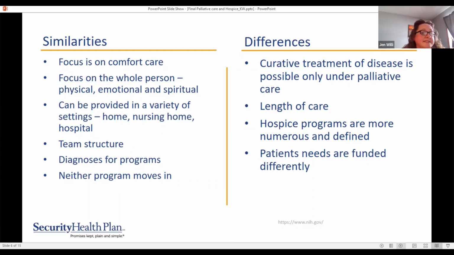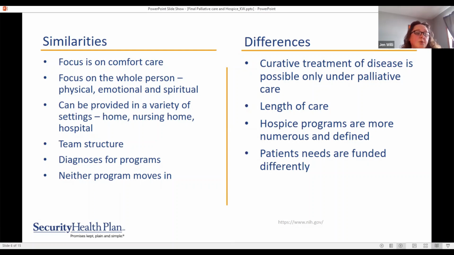The largest difference is what we've already discussed, and that is that curative treatment for the disease is only available under general palliative care programs and not hospice. The length of care is different too. For palliative care, it is usually focused on a specific issue, a source of discomfort that they're trying to address. Once it's addressed, palliative care may stop. However, sometimes we know issues are ongoing, and therefore palliative care may be longer term. Again, everybody's situation is different.